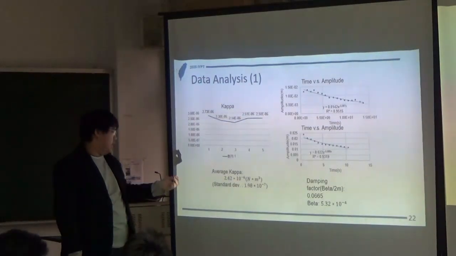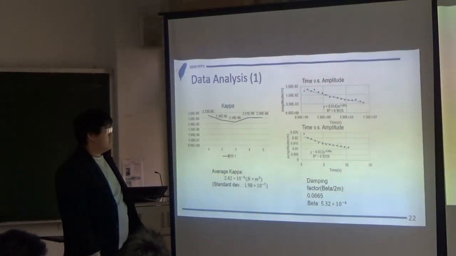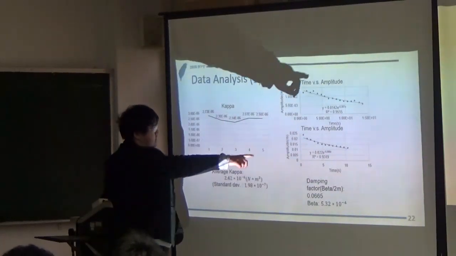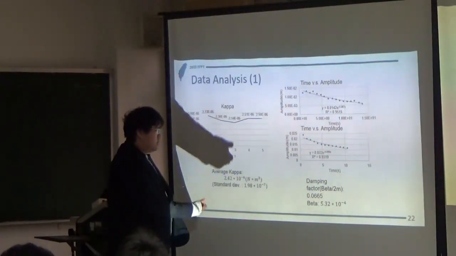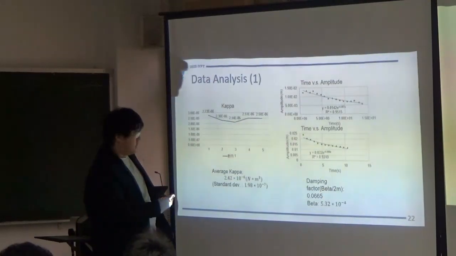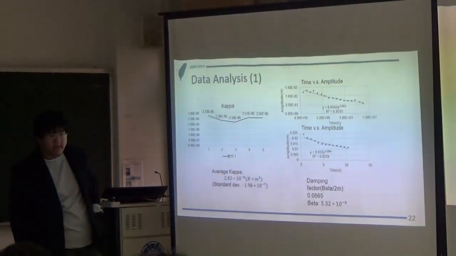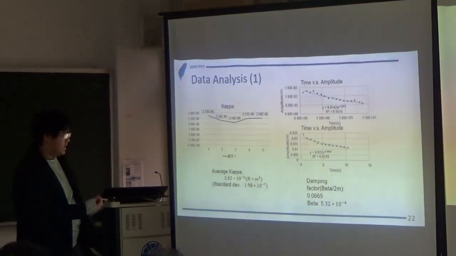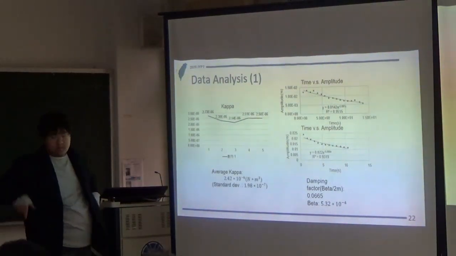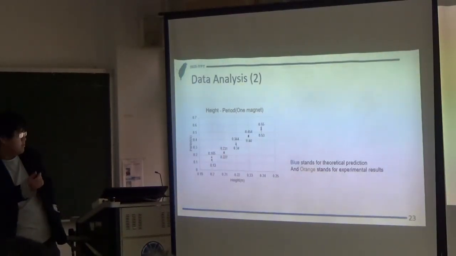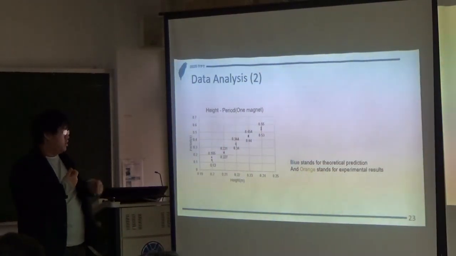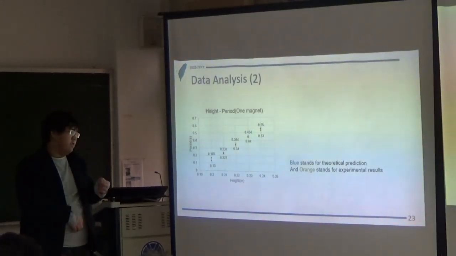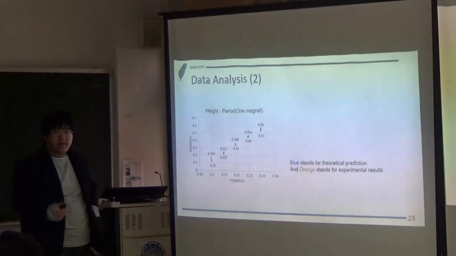The kappa is about this. And the damping factor is like this. Damping factor equals beta divided by 2m, and it's about this. And the beta we know is this. The blue stands for the theoretical prediction, and the orange stands for the experimental result. We can see it matches.